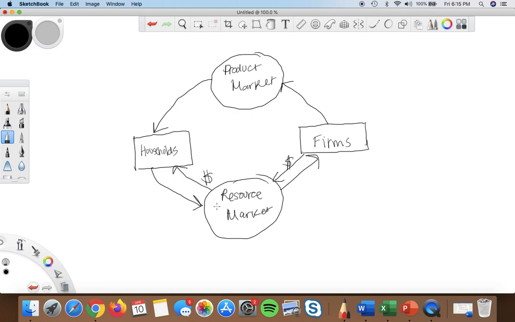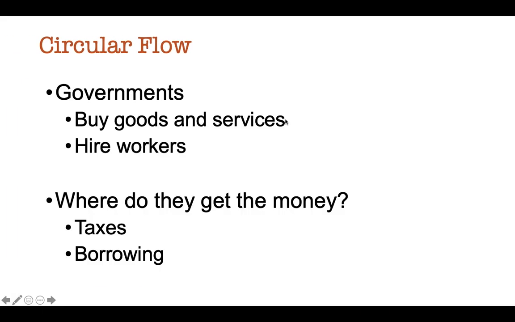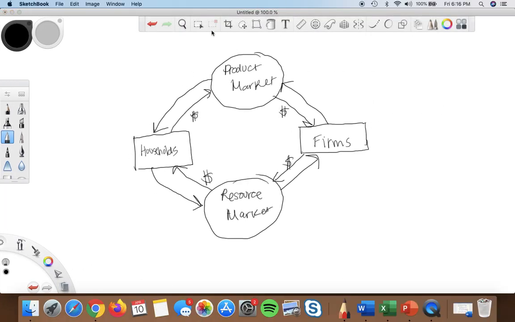So firm offers us money in exchange for our labor. When the firm brings products to the product market that the households want to buy, households pay the firms back with money. And that allows us to avoid the double coincidence of wants. No more bartering. All right, so some economics professors will say this is it. This is the circular flow diagram. This is your simplified version of an economy.